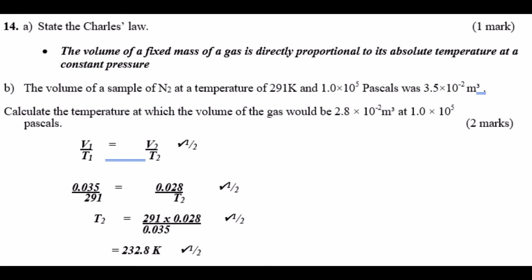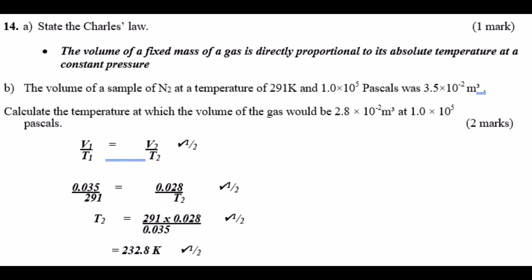Question number 14, Charles' law. CP, that means Charles' law, pressure is always constant. With that, it is said the volume of a fixed mass of a gas is directly proportional to its absolute temperature. Remember, the word absolute is key here. Absolute temperature when pressure is kept constant.